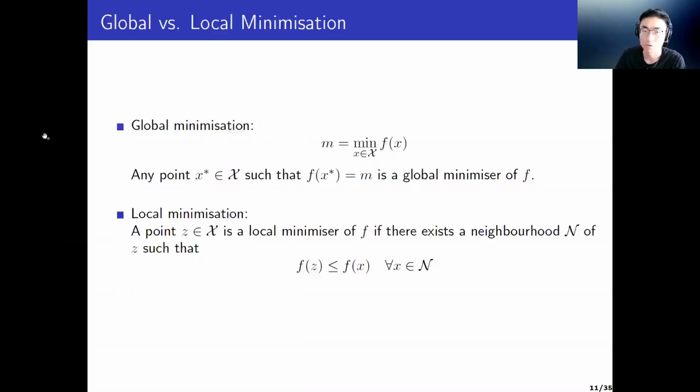If the value of the objective function evaluated at X star is equal to the global minimum of the objective function, then X star is a global minimizer. There exists at least one global minimizer. On the other hand, if there exists a neighborhood N of Z such that f of Z is less than or equal to f of X for all X in the neighborhood, then Z is a local minimizer of F. A local minimizer becomes the global minimizer if the neighborhood N is replaced with the whole feasible region X.